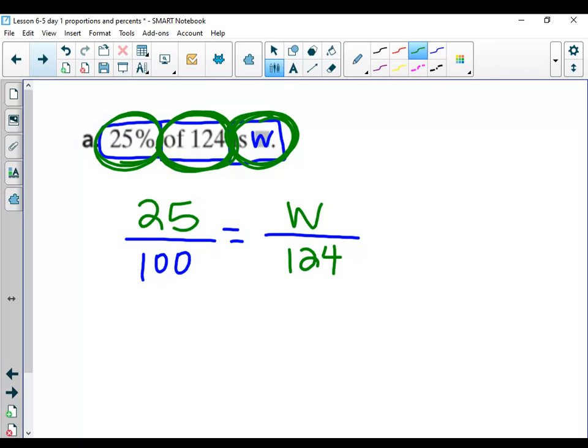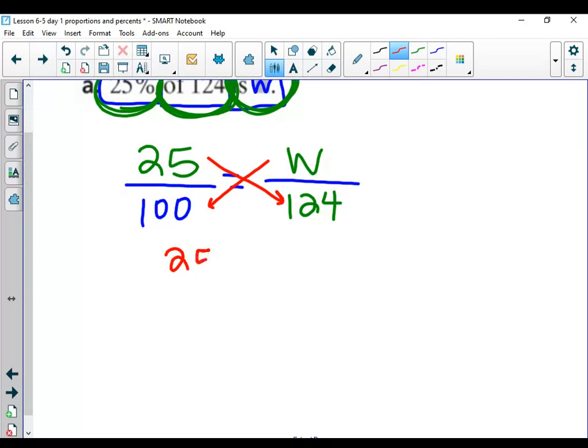Now, rewind a couple days. We have our proportion. How are we going to solve it? It would be nice if there was a scale factor right here. And there is, but it's kind of messy. So instead, we're going to go back to our reliable friend, cross product. What is 25 times 124? I don't know, but I can find out.